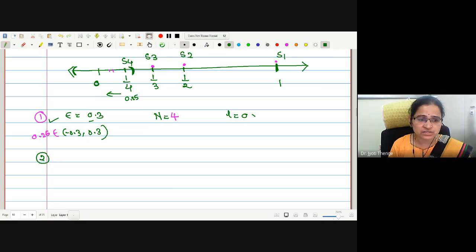Let me change the value of epsilon now. Let me make it 0.1. Then what is the neighborhood? 0.1 on the right of 0, 0.1 on the left of 0.